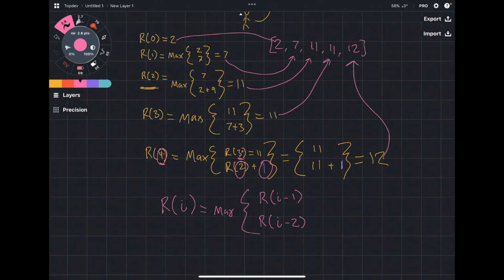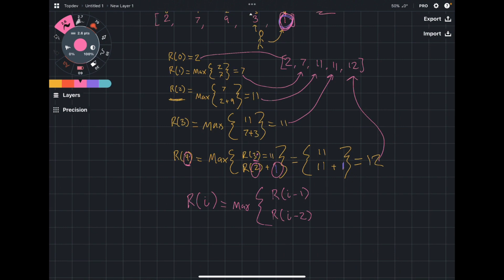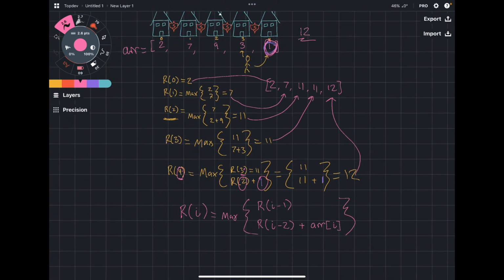So we would say plus R, or rather, not R, because we don't want the profit at R. We want whatever the item is. We would say array at I, if we were to call this an array. If I was to put array up here. Okay? And that's it. It's a dynamic programming problem.